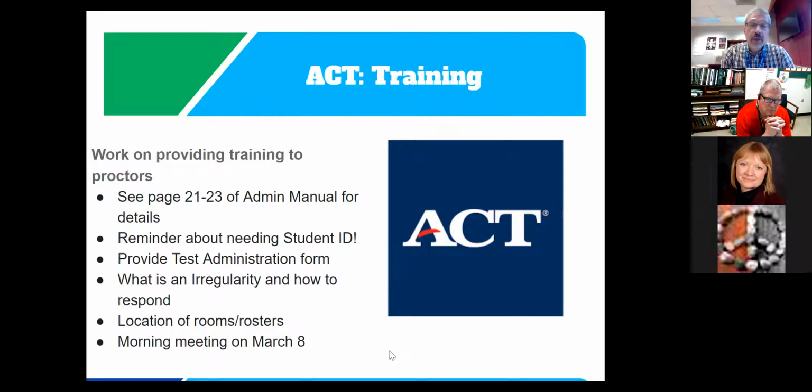Keep in mind that there are also forms that need to be provided for staff members when they do the testing on that day. So they will be filling out, for instance, a seating chart. They will be filling out and signing off on how many test booklets they get and what number the test booklets are. So that is a piece of the training that's really important. It's also really important to connect about what an irregularity is and how to respond.